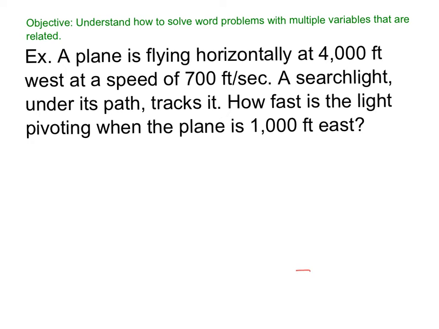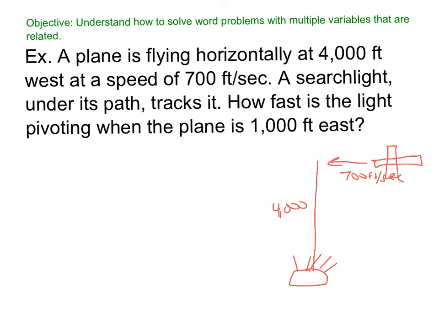All right, so here's my light, giving off a light. The plane is over. I'm not going to draw a plane, I can't draw planes. I'm going to make a plus sign. All right, that's my plane. It's going this way at 700 feet per second. It's 4,000 feet in the air. The light is pivoting.